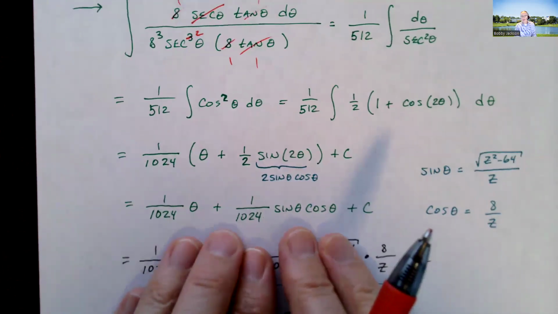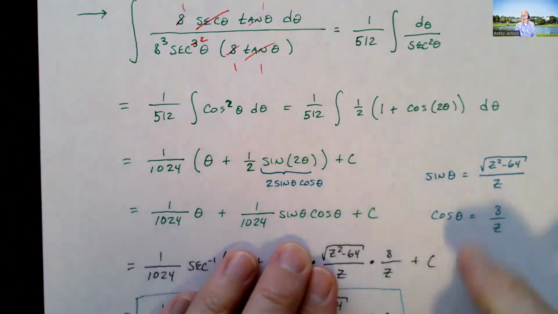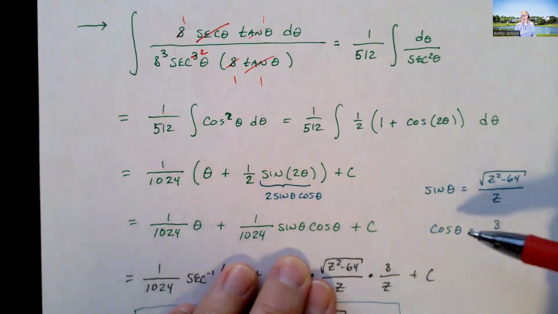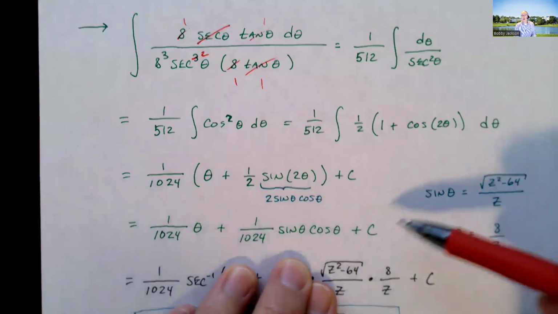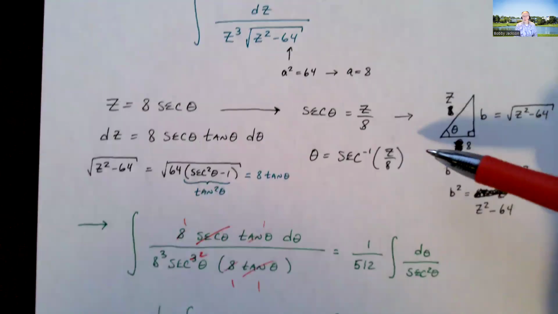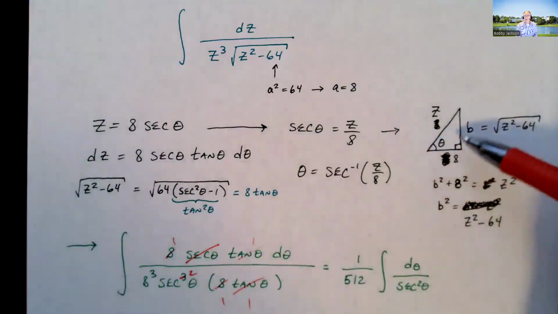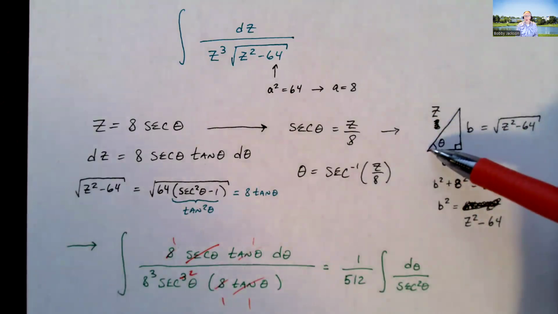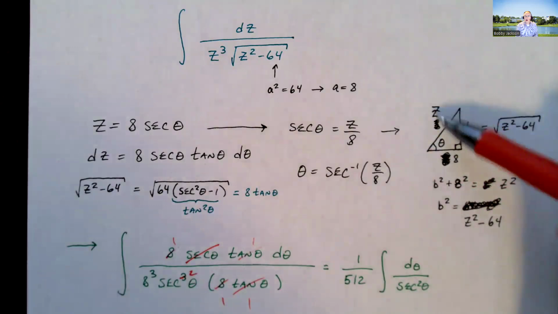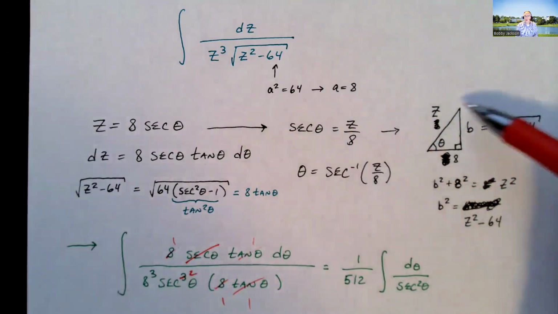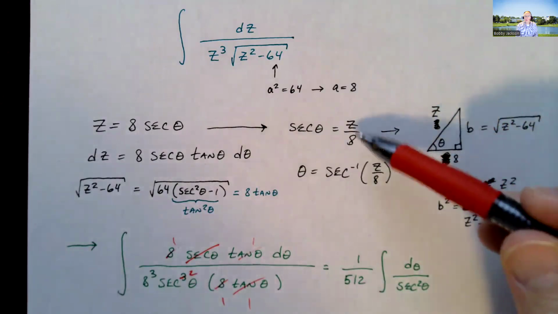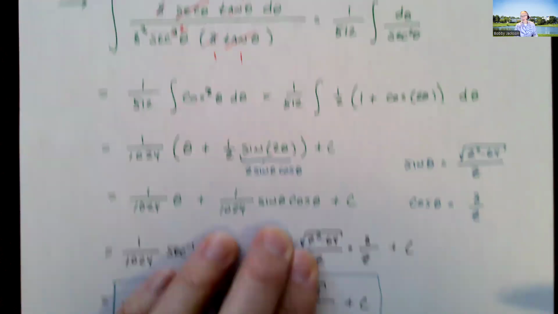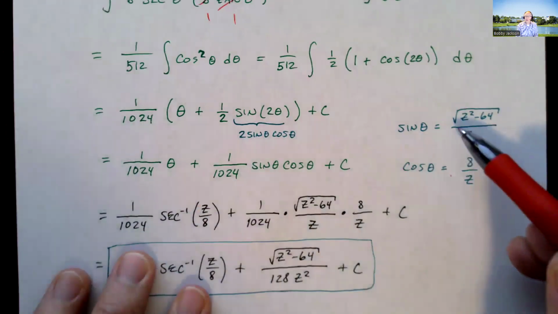So I want to go back to the original variable. How do I do that? Well, you see I have expressions for sine and cosine theta in terms of z, not x. We have to go back to z. That's our independent variable, not x. So I'm going to go back to this right triangle that I drew. Remember, what is sine of theta? Sine is opposite over hypotenuse. So it's b, this quantity, divided by z. Cosine is adjacent, 8, divided by z, the reciprocal of secant. And so that's how I got these two expressions.